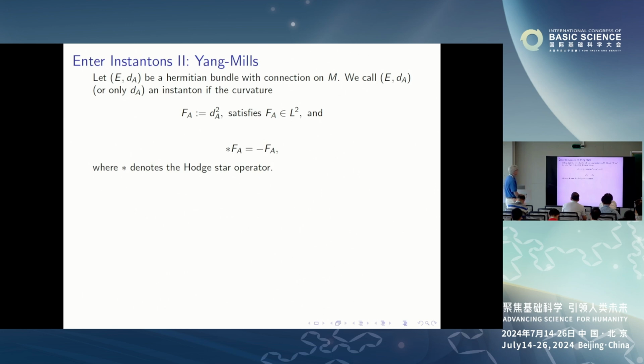And secondly, we remember in dimension 4, the Hodge star operator takes a 2-form to a 2-form, and splits the 2-forms into the plus and minus eigenspaces of the Hodge star, and I'm assuming that my curvature is always in the minus eigenspace of the Hodge star.